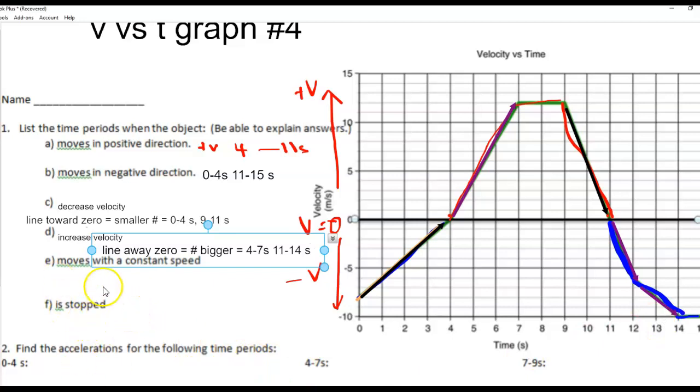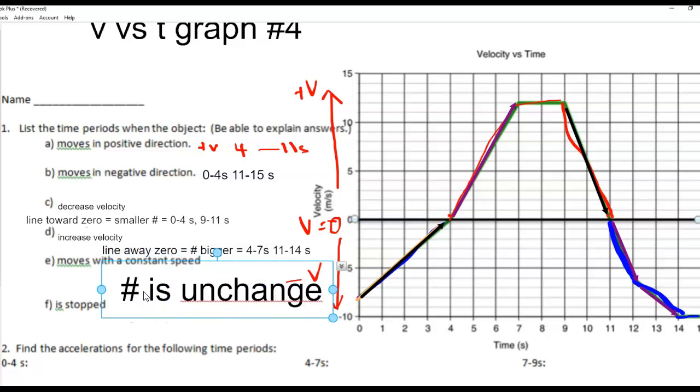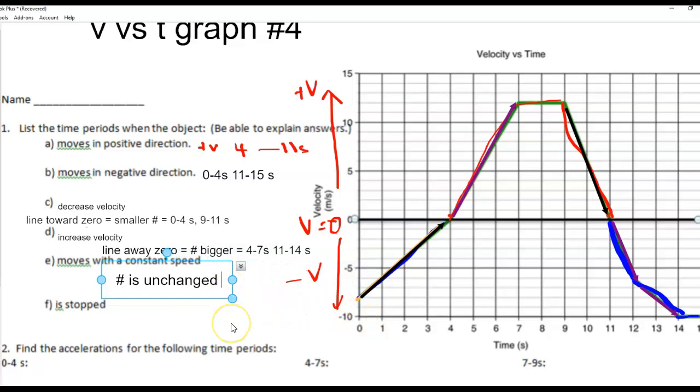Okay. Moving with a constant speed is where the number is unchanged, so it doesn't go toward or away from zero. So those would be times that it's like a horizontal line. So that's going to be 7 to 9 and 14 to 15. 14 to 15 kind of hides there, so you might have seen that one, but be careful, it's there. So unchanged line, this line up here at the top, and this line down here at the bottom.